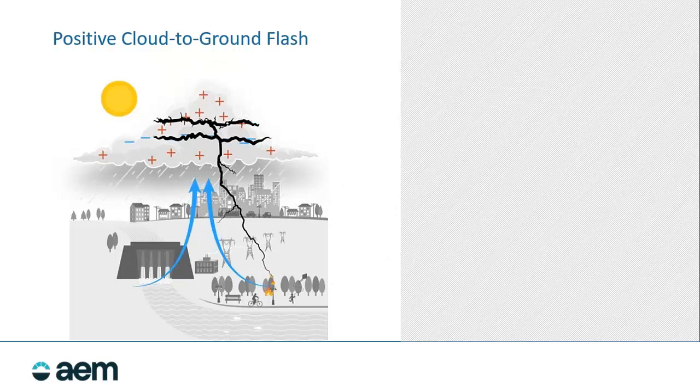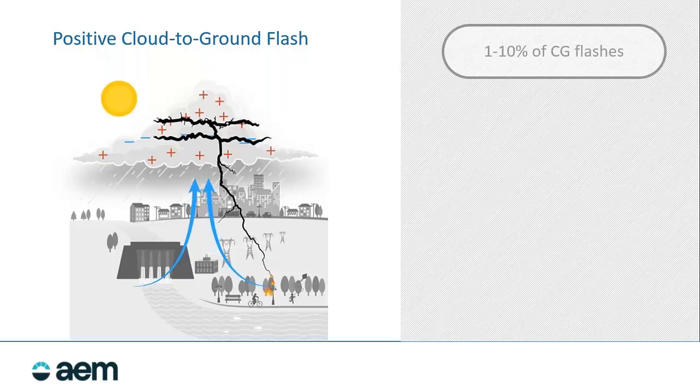Now we have different types of cloud-to-ground flashes. Most of the time, it's a negative cloud-to-ground flash. You say, okay, Steve, what's all this about polarity? Well, polarity is really the charge that is being lowered to the ground. So in the case of a negative cloud-to-ground flash, negative charge is being brought down to the ground. In the case of a positive cloud-to-ground flash, in this example, positive charge is being brought down to the ground.